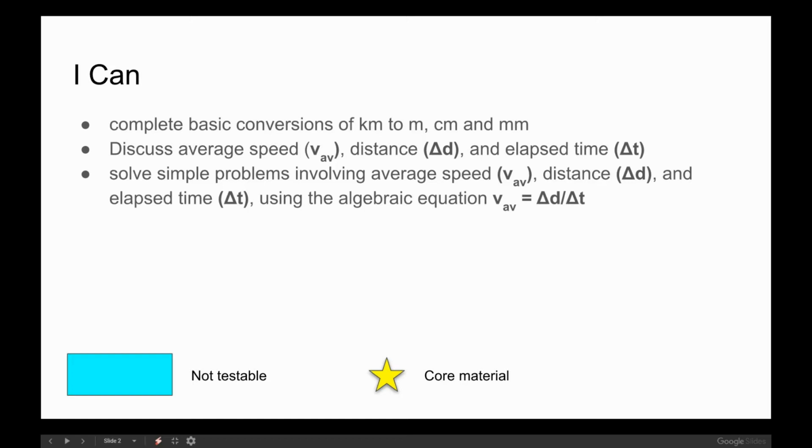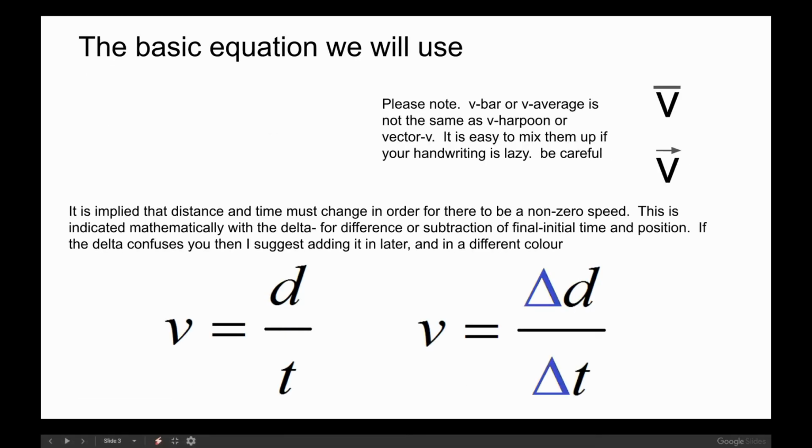We want to be able to compute average speed, distance, and elapsed time. The delta notation, the little triangle, hopefully you've learned. Delta y over delta x for slope. Delta means difference. We're going to use a basic equation. V bar, which is V average, is d over t.